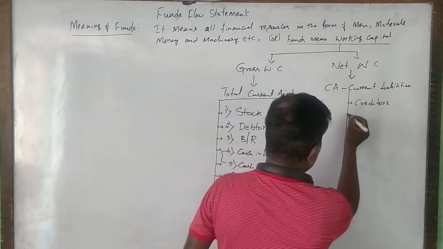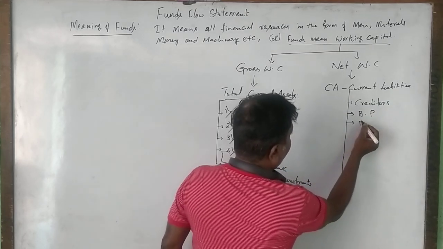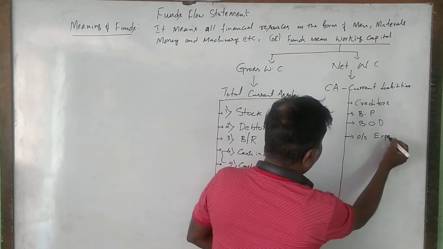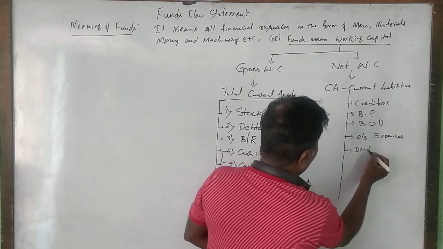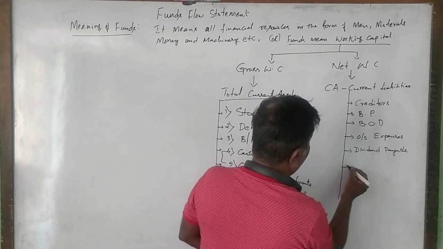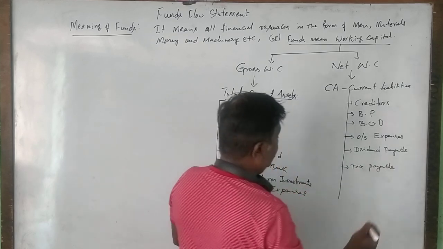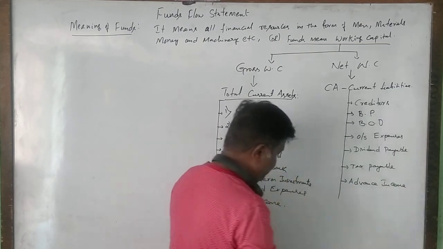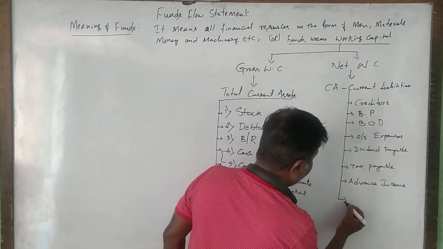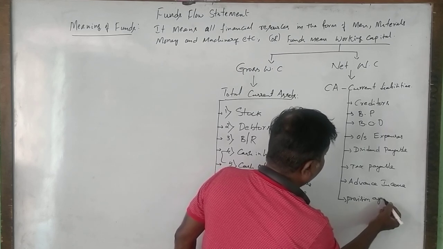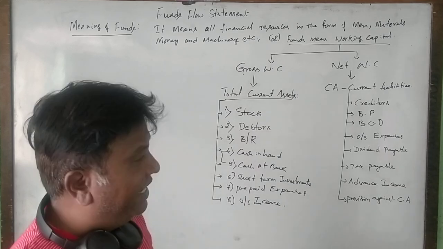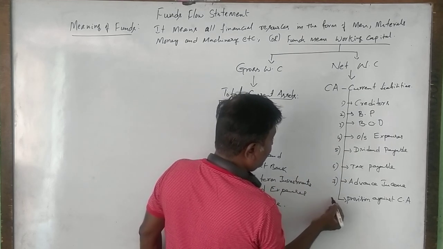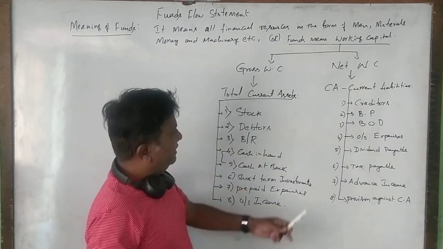Next one is bills payable, bank overdraft, outstanding expenses, dividend payable, tax payable, advance income, and provision against current assets. These are the items, numbered 1, 2, 3, 4, 5, 6, 7 and 8.